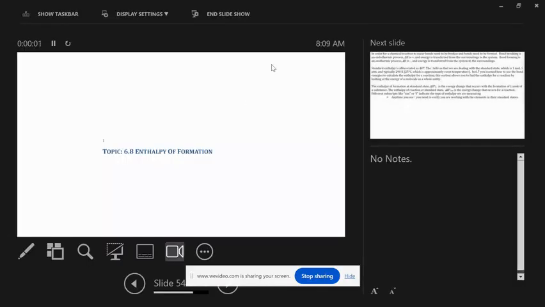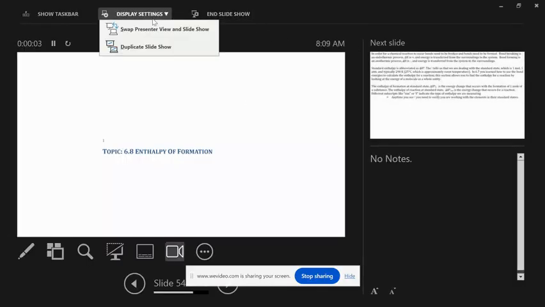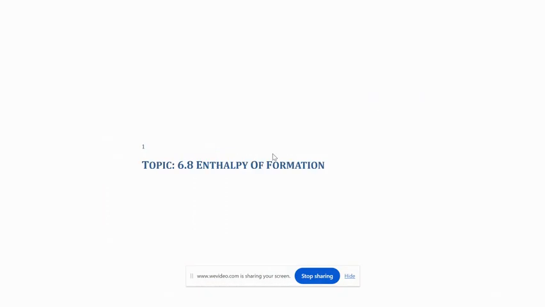So, enthalpy of formation. Oh, and I got to get attendance too, right? Presley's missing. Wednesday, I believe.